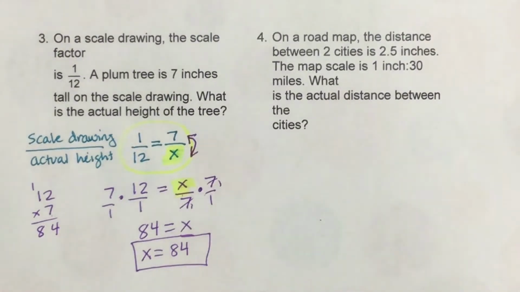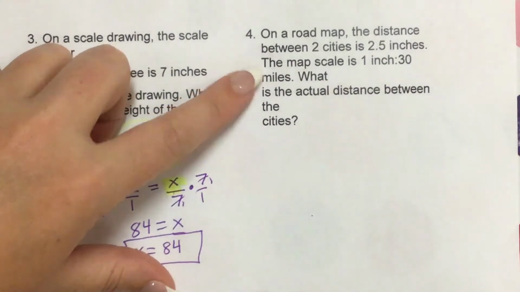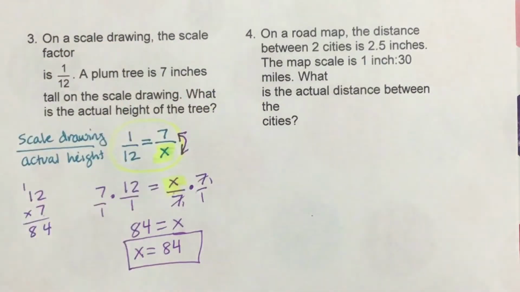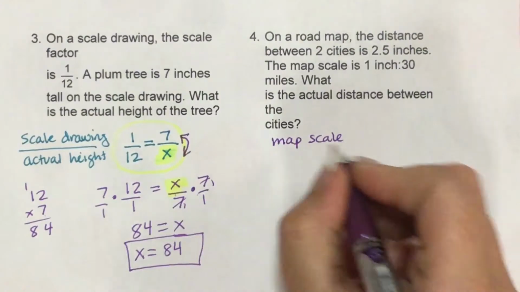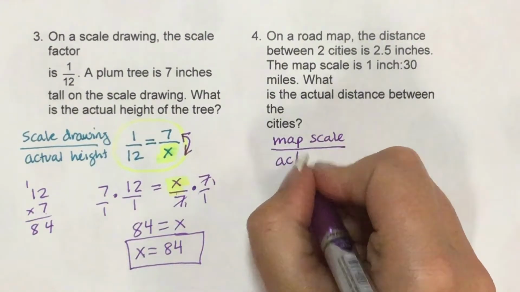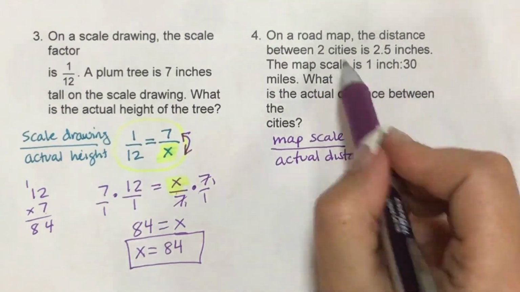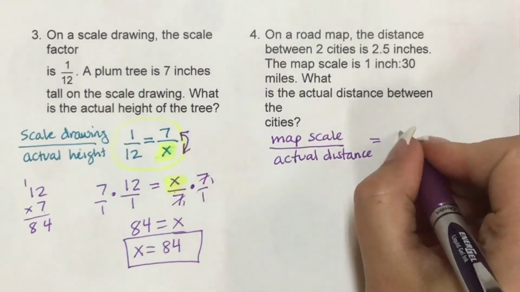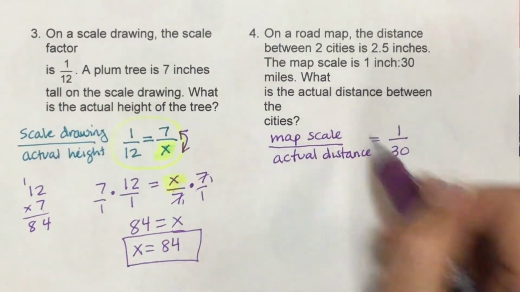Let's go ahead and try to figure out number 4. It says on a road map, the distance between 2 cities is 2.5 inches. The map scale is 1 inch to 30 miles. What is the actual distance between the cities? So what we have is the map scale over the actual distance, and that's going to equal our scale factor. The map scale is 1/30. So for every inch, it goes 30 miles.